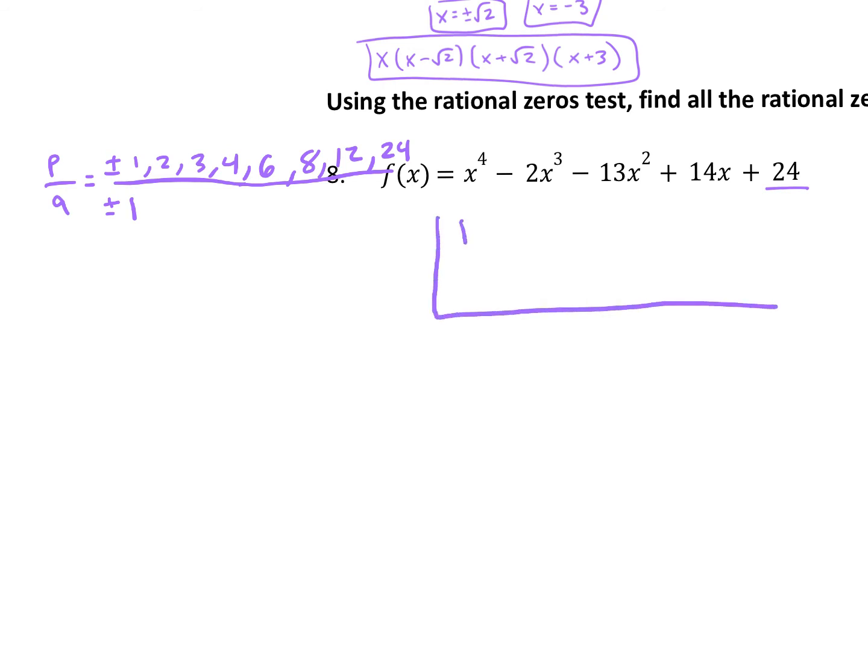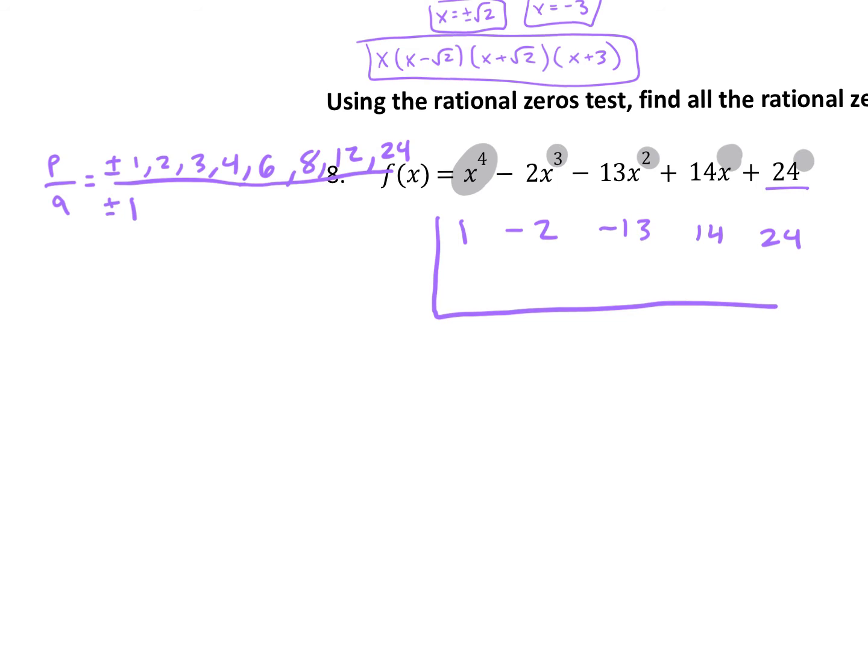All right, in the box is going to go 1, negative 2, negative 13, 14, and 24. Always double check to make sure you have all of your terms. If we have x to the 4th, we have x cubed, squared, 1, 0. So always make sure you have all of your x's represented there. If we skipped one, then you would have to just put a 0 in that place.